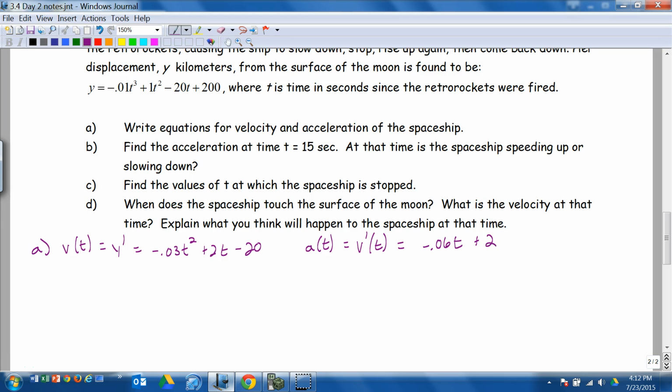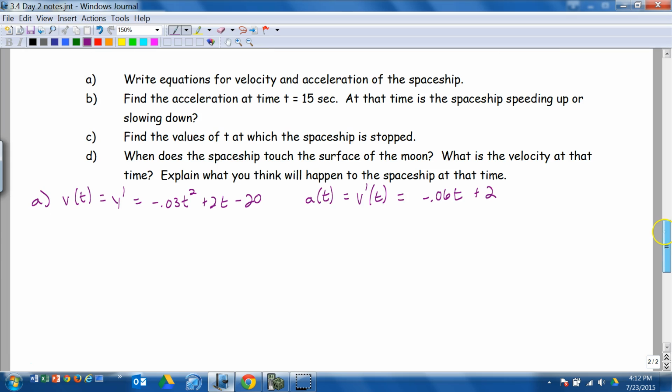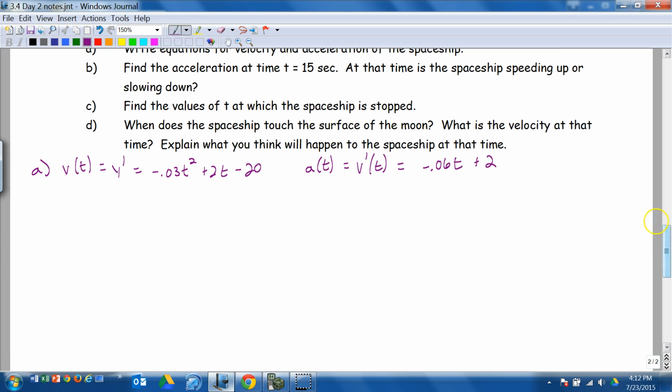Part B. Find the acceleration at time t equals 15. At that time, is the spaceship speeding up or slowing down? This is a very important question that everyone will get wrong. No, not necessarily, but you have to remember this. So let's find the acceleration first at 15. So the acceleration at 15 is equal to -0.06 times 15 plus 2. Okay? When you do that, you get 1.1 kilometers per second.